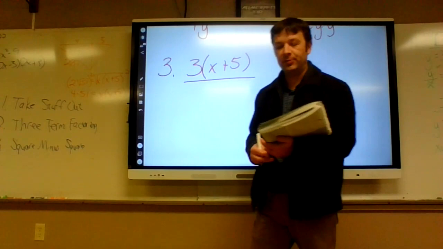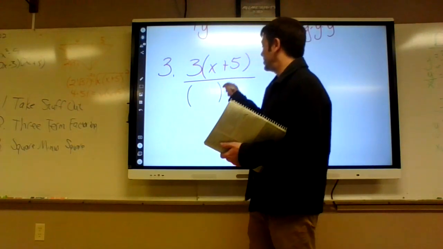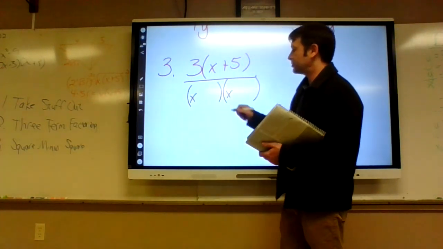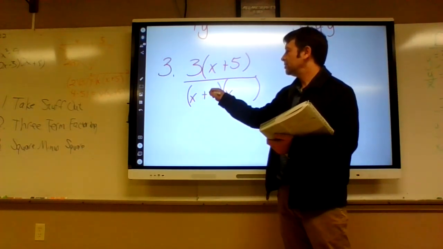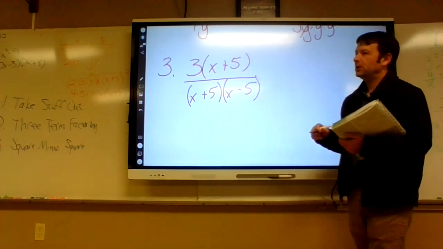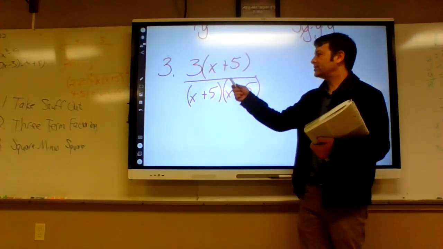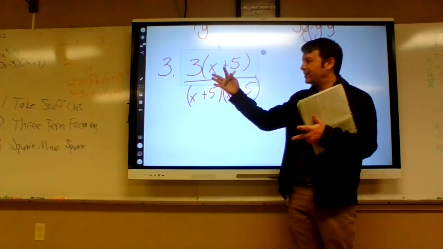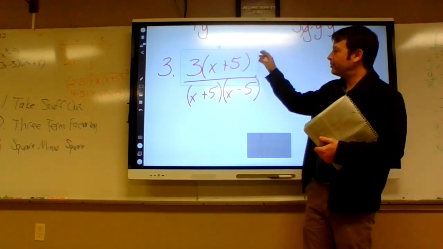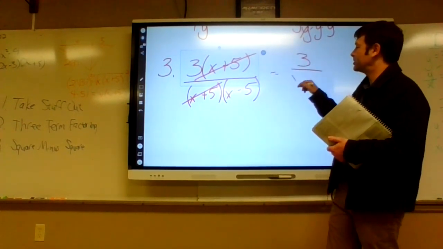Okay, on the bottom, what do we have on number 3? Square minus a square. So, what goes into x squared? X and x. What goes into negative 25? Positive 5, negative 5. Okay, you can only reduce factors. You can only reduce things that are multiplied. That's why we have to factor these. Because multiplied values, like the parentheses, when you're dividing, multiply and divide, they cancel each other out. That's why you have to do it. Anyway, x plus 5 cancel out, and we're left with 3 over x minus 5.